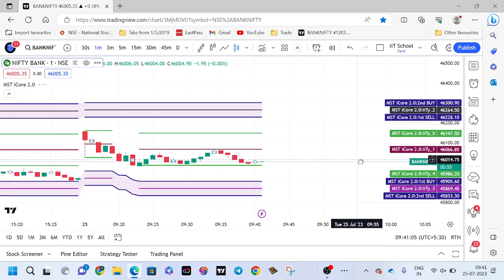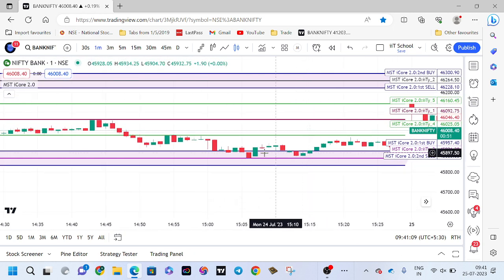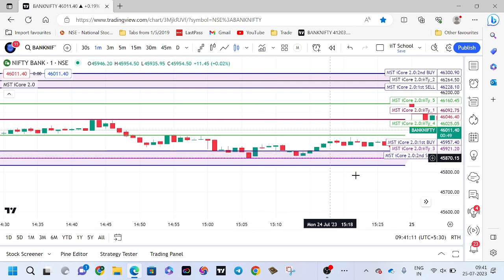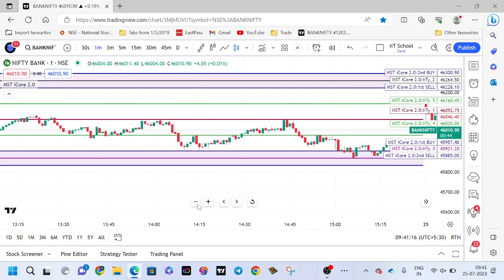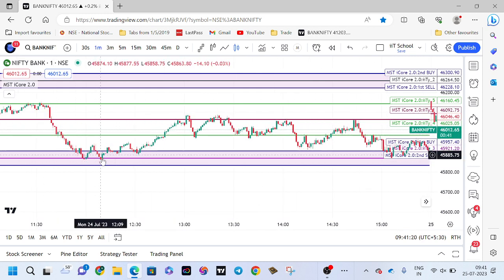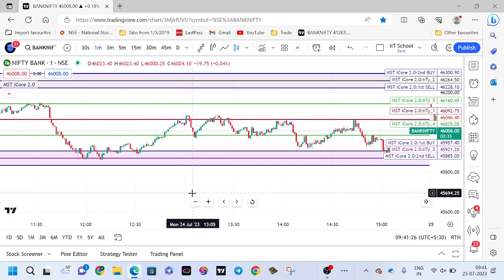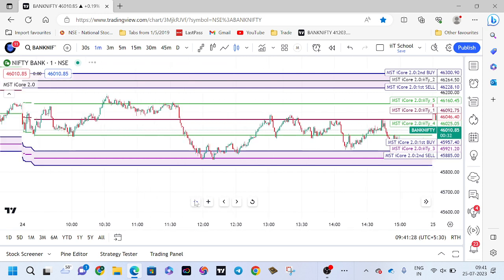I will show you with an example from yesterday. Yesterday, here buy got activated and you have to enable the targets. Once buy is activated, there is no sell. If sell is activated, there is no buy. See here, buy got activated and immediately two targets hit. That's all. But yesterday we had posted a sell entry also.